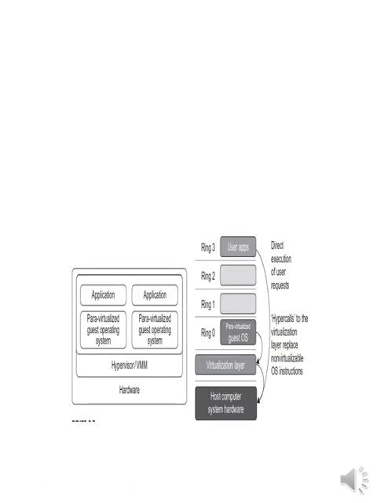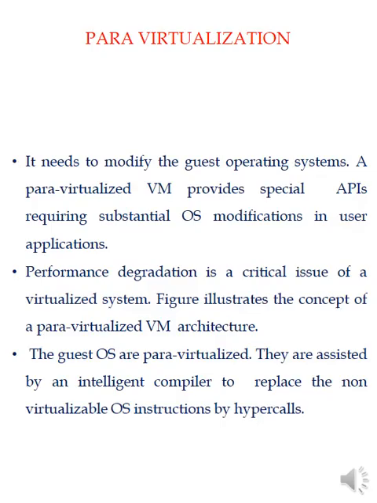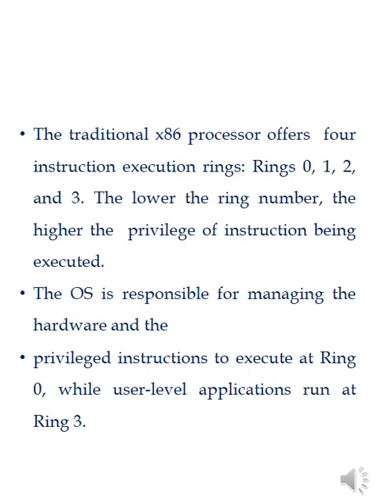Next is the paravirtualization architecture: the paravirtualized guest OS, hypervisor, monitor. Paravirtualization needs to modify the guest OS. It provides special APIs requiring substantial OS modification, causing performance degradation, which is one of the critical issues. So the guest OS is paravirtualized, assisted by an intelligent compiler to replace non-virtualizable OS instructions by hypercalls. The traditional x86 offers 4 instruction rings: ring 0, 1, 2, 3.